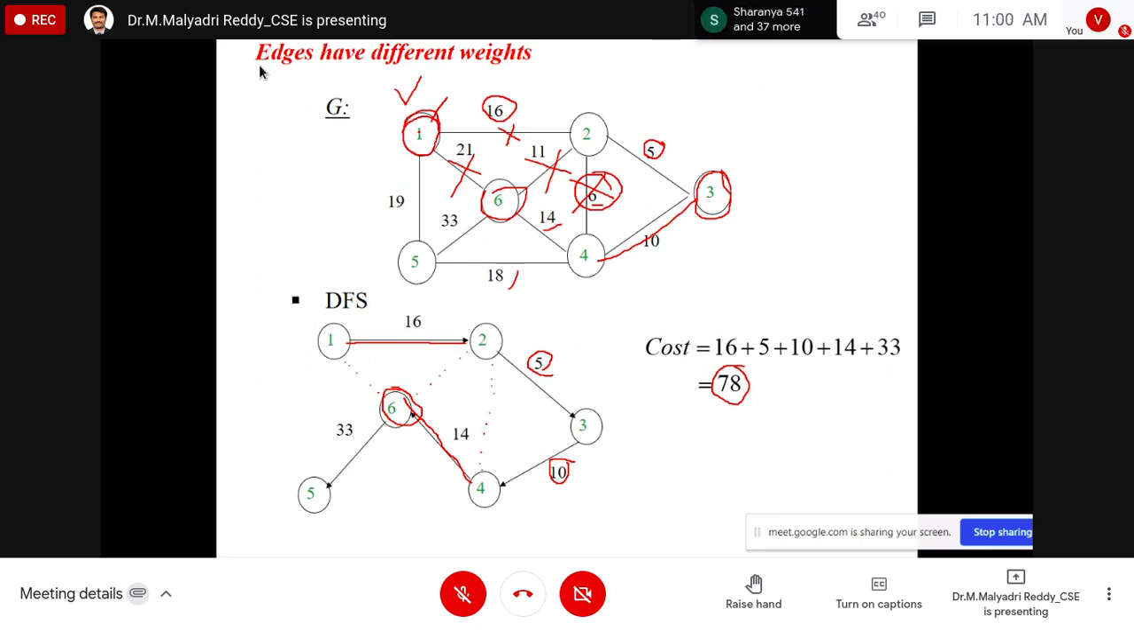Suppose first I visit node 1. From that, there are 3 choices: 16, 21, 19. From those, 16 is the lesser, so I choose that vertex. This is one traversal method.